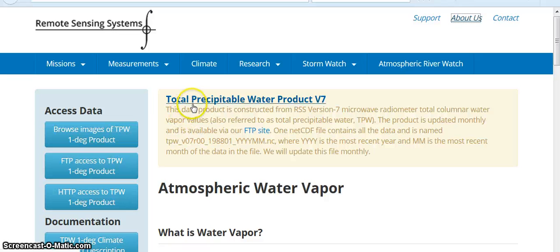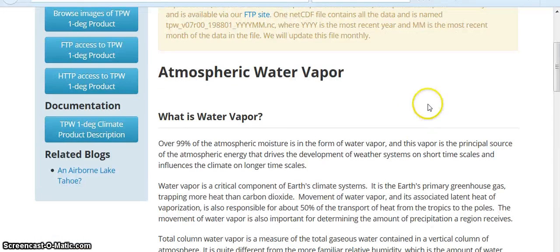Okay, let me go into, since we were looking at it, what is precipitable water in the atmosphere. This tells about what it is and how they're using a microwave radiometer to measure, which was in that moving picture that we saw. It's the total columnar water vapor values, also referred to as the total precipitable water. The product is updated monthly, and so on.